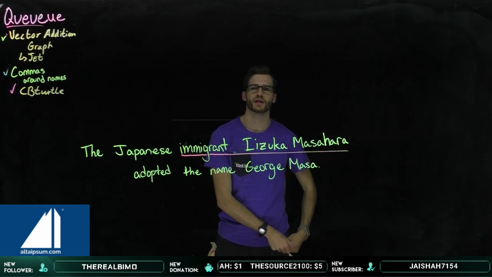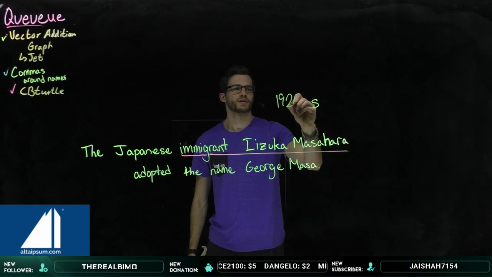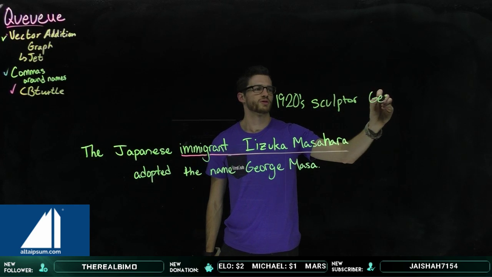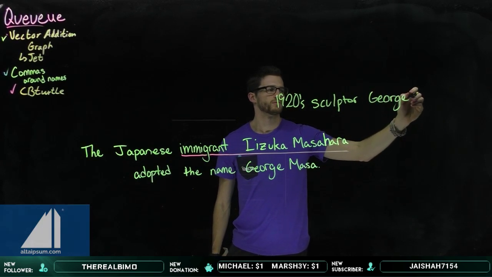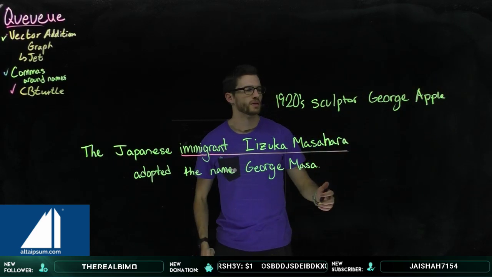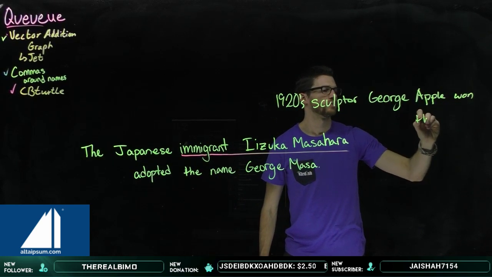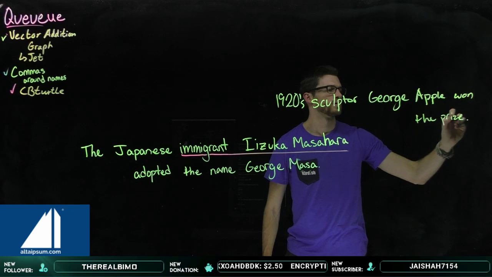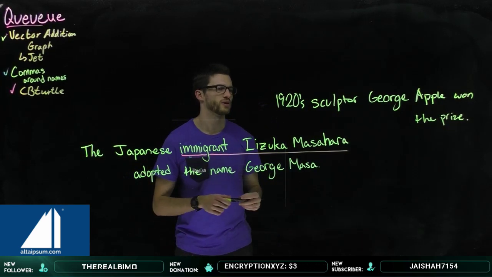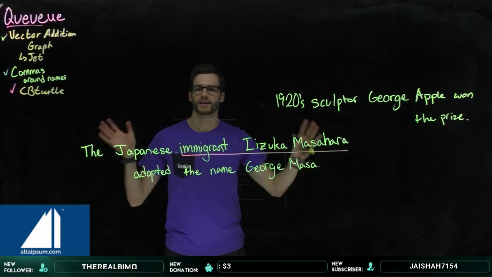It's very often that there's a title. So it could be 1920s sculptor George Apple, whatever. 1920s sculptor George Apple won the prize. That's vague. This is fun. Yeah, the prize is vague. What prize? Who knows? This is a full sentence. 1920s sculptor George Apple won the prize. You don't want any commas here.